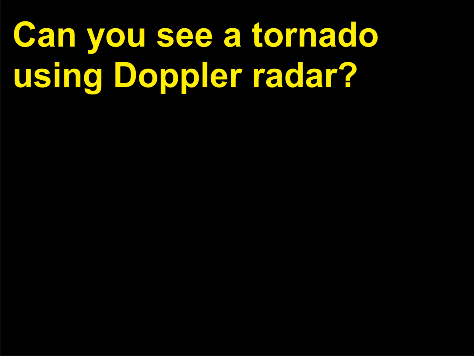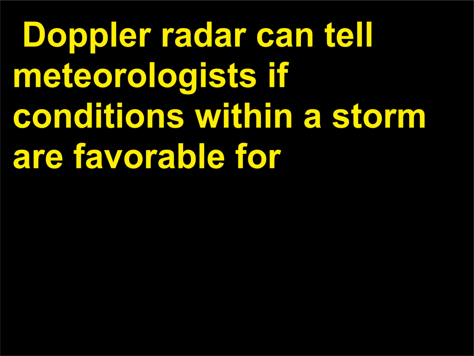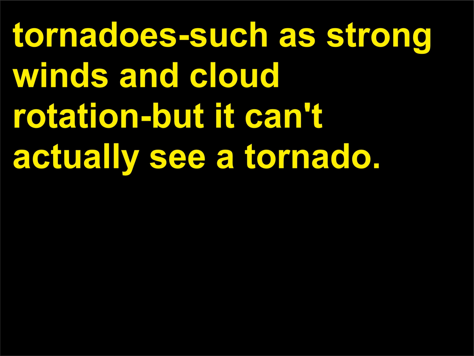Can you see a tornado using Doppler radar? No. Doppler radar can tell meteorologists if conditions within a storm are favorable for tornadoes, such as strong winds and cloud rotation, but it can't actually see a tornado.